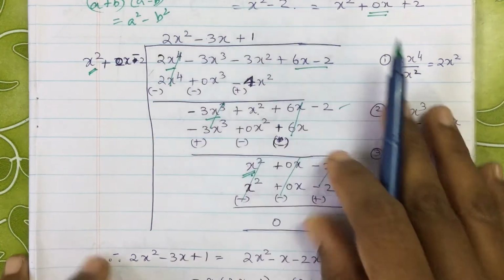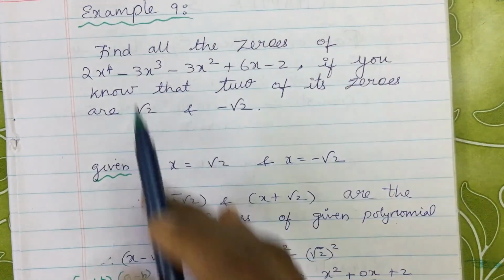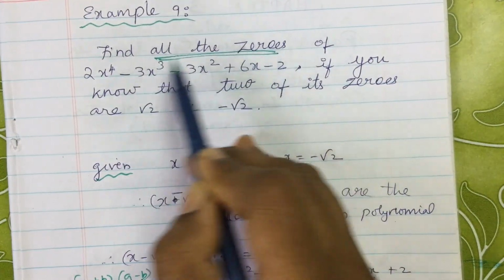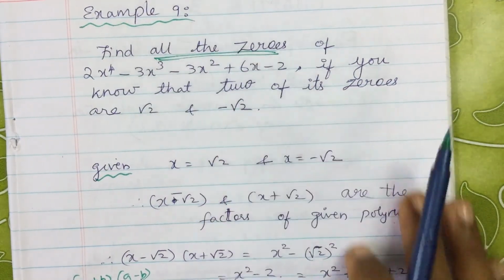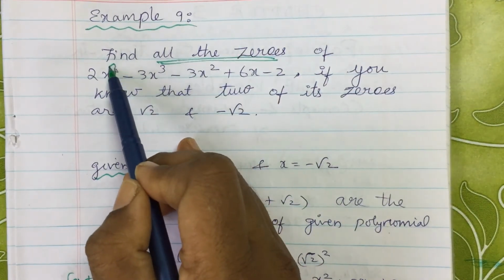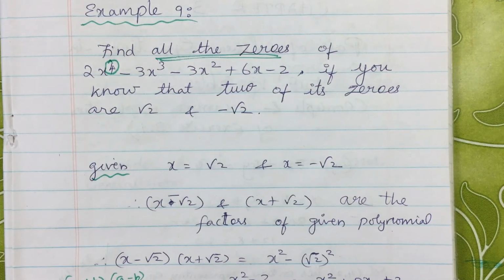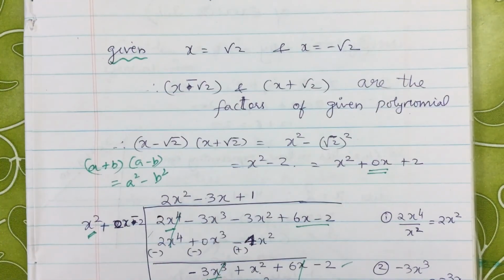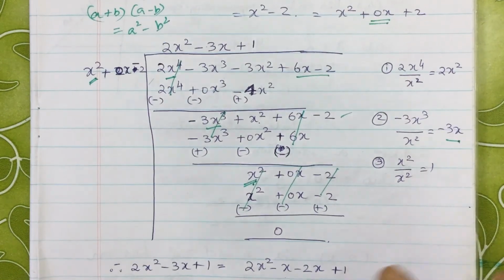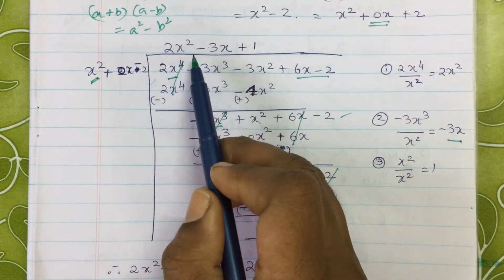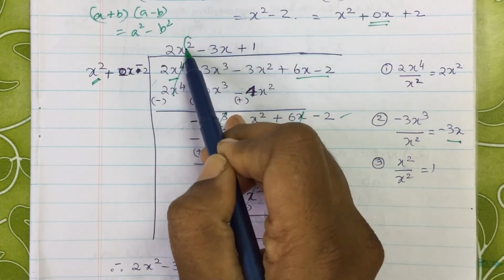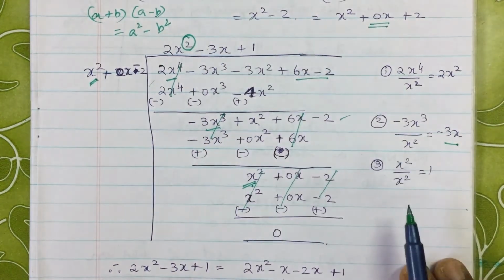So what is your question? You are supposed to find all the zeros. Since you are asked to find all the zeros, first you have to see the degree of x, because from the degree only you can have some idea about the zeros. So how many zeros will you get here? You will be getting 4 zeros, because the degree is 4. Out of 4 zeros, you are given 2 zeros and the other 2 zeros you have to find out. For finding those 2 zeros, you have to see the quotient part. The degree here is 2, so you can find 2 zeros with the help of this quotient.